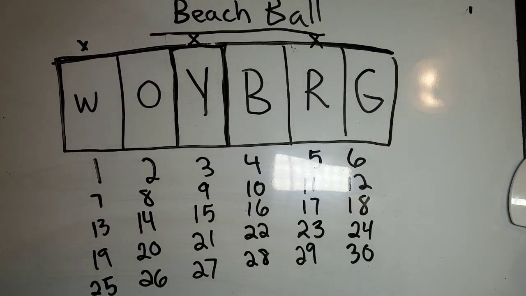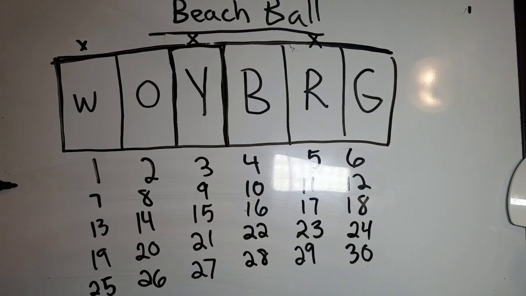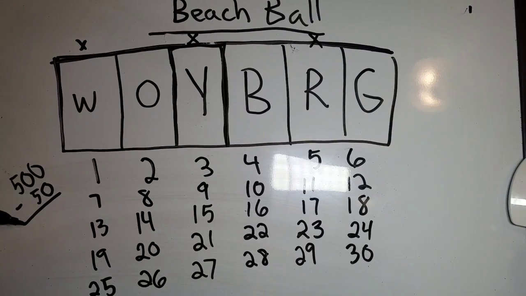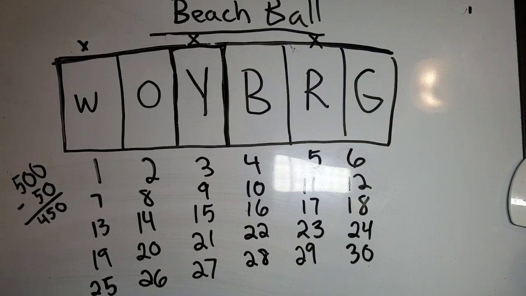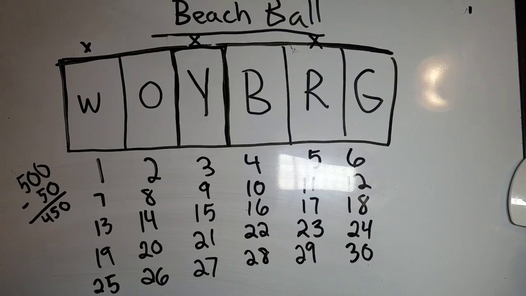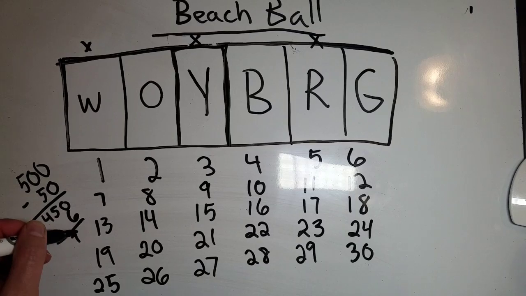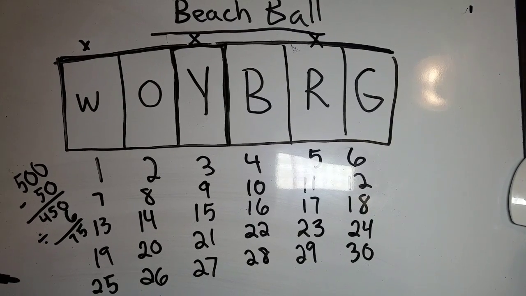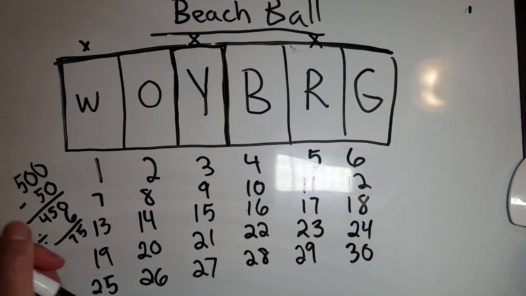I was like, well, if the orange column gets all the way up to 50, then we can take 500 minus 50 equals 450. And I wanted to see if 450 was divisible exactly by 6. I divided this by 6, and I got 75. So I said, that's gotta be in the same column then.